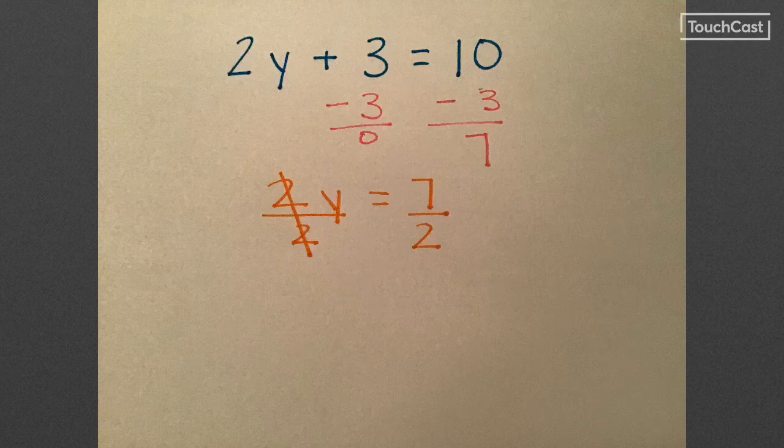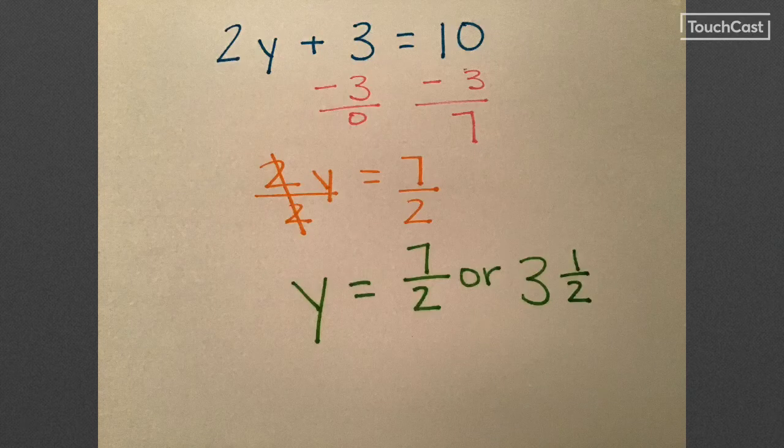The 2 over 2 gets canceled out, so y is left all alone. And then that's equal to 7 over 2. But that's an improper fraction, so what does that really equal? Hopefully you said that y equals 3 1/2.